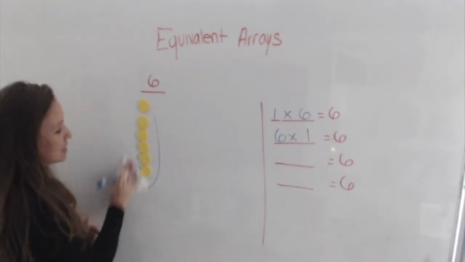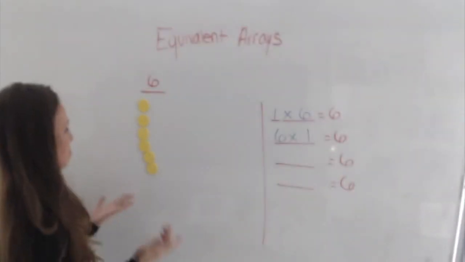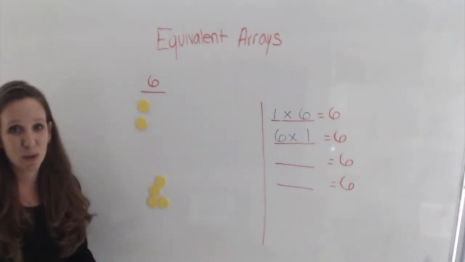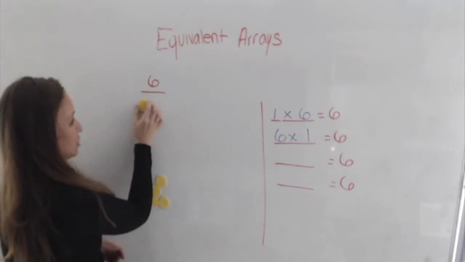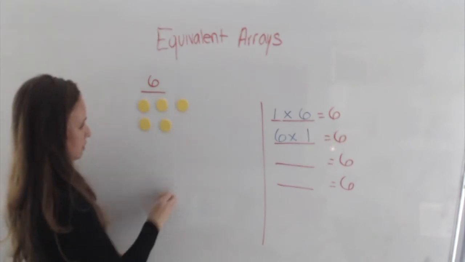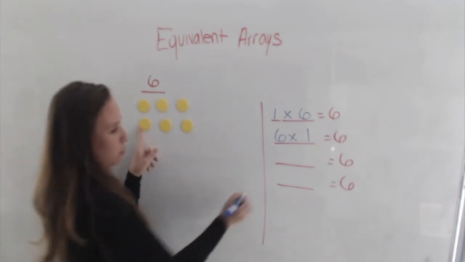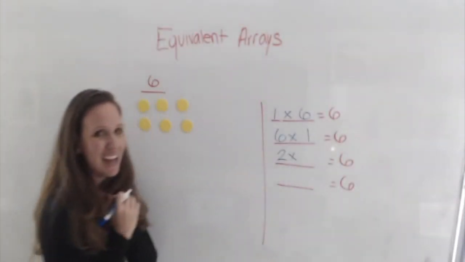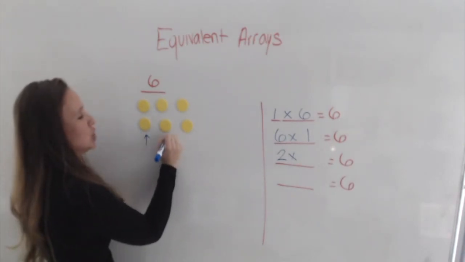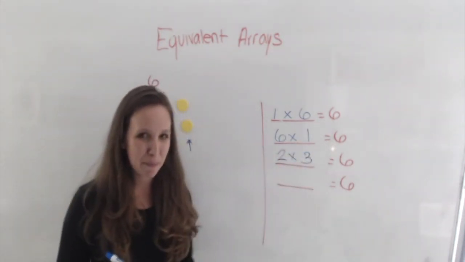Now, I still need to come up with another 2. This is the harder part. So let's figure out how can I use them. I always like to try 2 as the next one and see if I have any left over. So if I do that and I put 2, keep going. Look at that. I had no leftovers. So if I have now 2 rows, how many columns do I have? 1, 2, 3 columns.